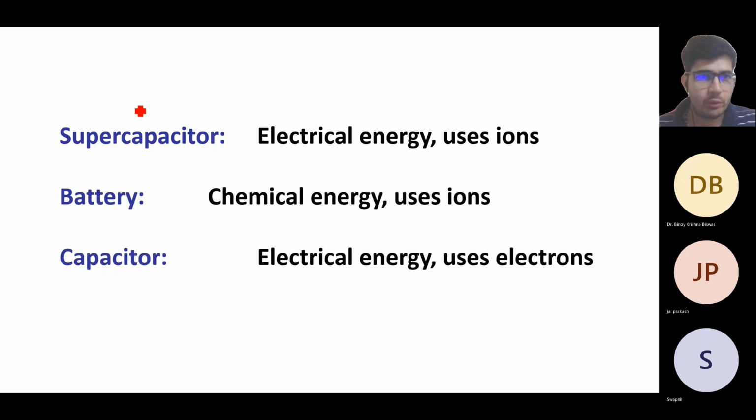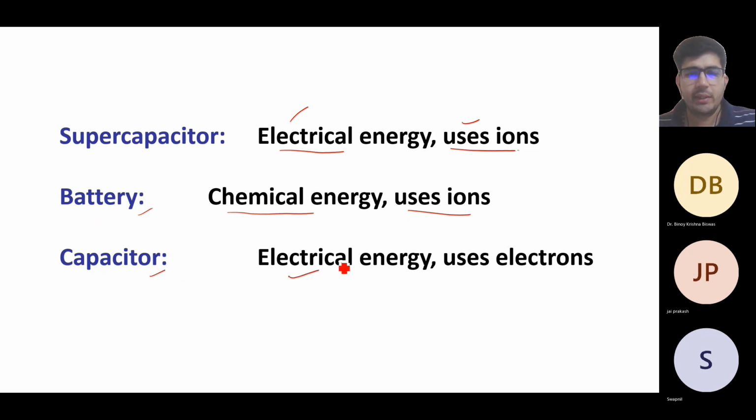Now, what is the major difference between supercapacitor, battery, and capacitor? The supercapacitor is having electrical energy and it uses ions. Okay, so it generates electrical energy and it uses ions. Battery depends on chemical energy and also uses ions. And the capacitor operates on electrical energy and uses electrons. So the major difference between capacitor and supercapacitor is that the supercapacitor is using ions and the capacitor is using electrons.